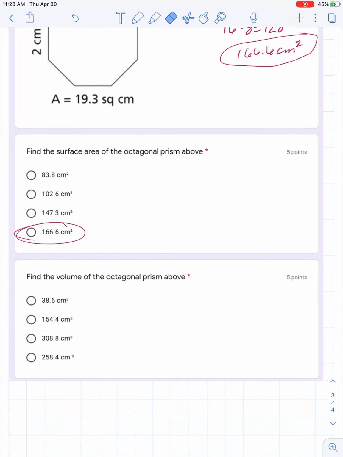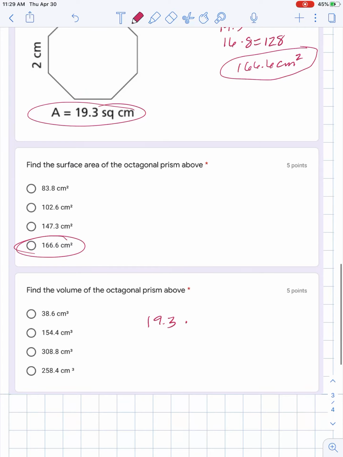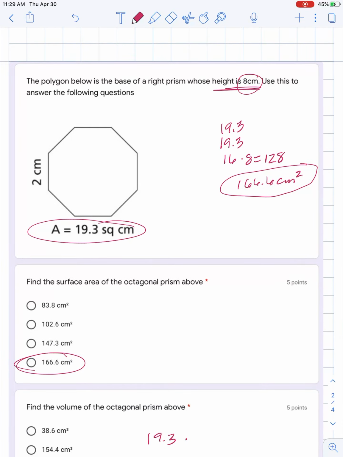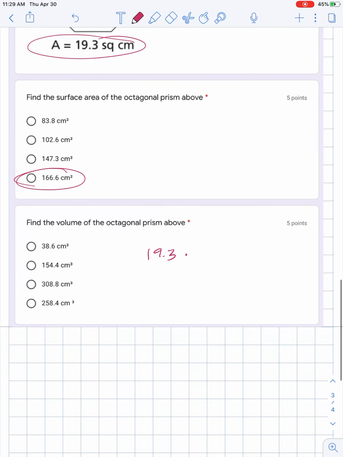Now the volume of this octagonal prism, again, any right prism, we are going to just take the area of the base, which in this case I gave you, which is 19.3, and multiply it by the height. And they tell you that in the directions here, right? 8 centimeters. So 19.3 times 8, we get 154.4 cubic centimeters. I didn't mess up on this one.